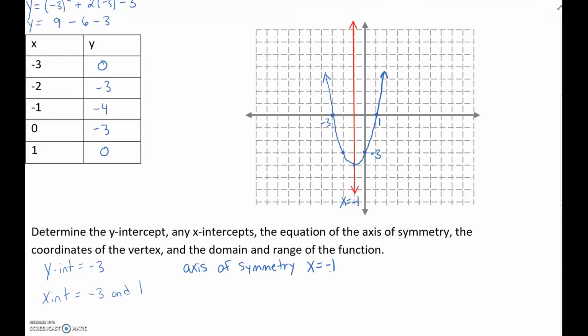The vertex is going through -1, -4. You're just reading that right off of the graph.